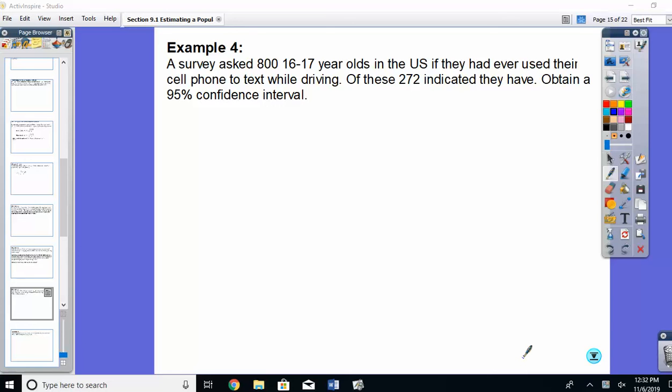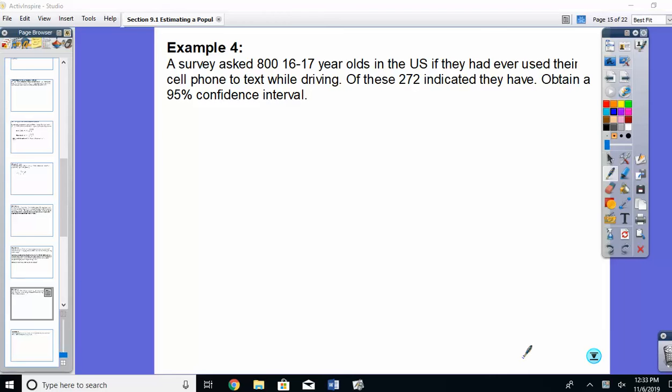This was the last example we did yesterday, I believe. We created the 95% confidence interval for this. Your calculator can create confidence intervals for you. Sometimes the numbers are slightly different because we do have some rounding error involved, but I wanted to show you how to do that on here.